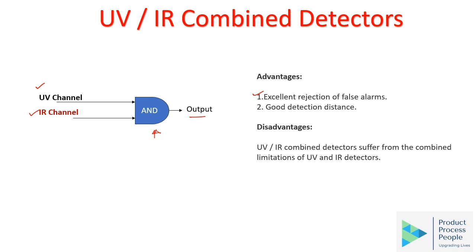And the disadvantages are that UV-IR combined detectors suffer from the combined limitations of the detectors. So both detectors have some disadvantages, like UV cannot detect in a smoky environment, IR cannot detect in an aqueous environment of fog and frost. So both these disadvantages are there in the UV-IR combined detector.